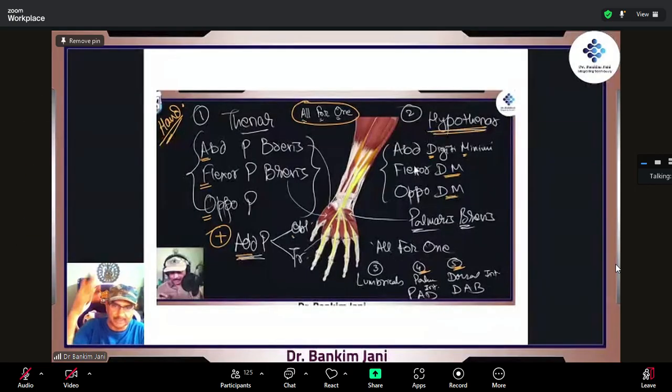Let's come to the hypothenar side. Same story. Abductor digiti minimi, flexor digiti minimi, and the opponens digiti minimi. But once again, the 4th one, that is the palmaris brevis. Remember Dubai, Palm Beach, to remember. So palmaris brevis. Done. So now we have finished 8 muscles.